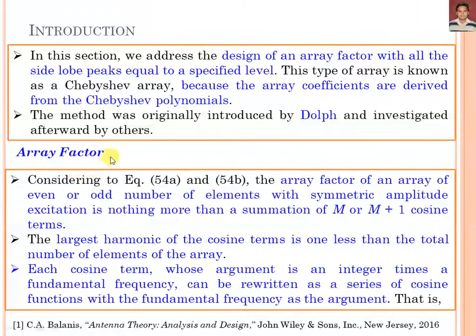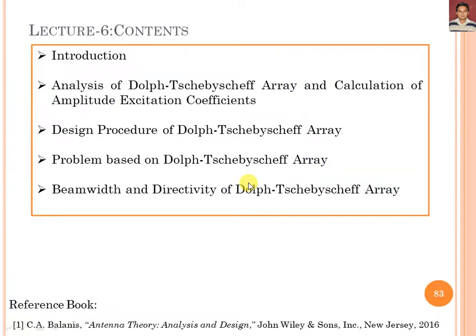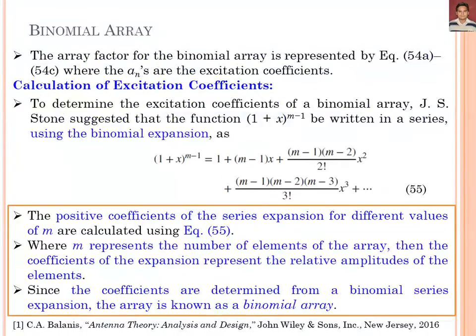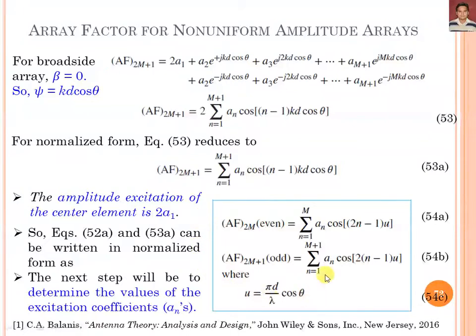Initially, we have to calculate the array factor of this array. Considering equations 54a and 54b, these are the equations as we have calculated the array factor for the non-uniform amplitude arrays. For the even number of elements and for the odd number of elements we are calculating, and this is a very important equation that we are using to calculate the amplitude coefficient of Dolph Chebyshev arrays. You should keep in mind these are the 54a, 54b and 54c equations.